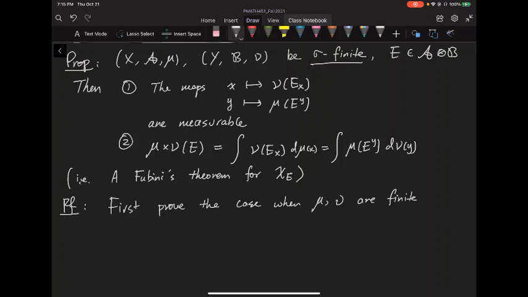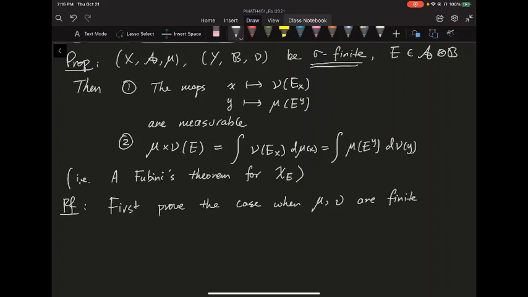Suppose I have two sigma-finite measure spaces. Here, sigma-finite is really important. And if I take any E inside the product sigma algebra, then the following happens. First of all, the map that maps X to the measure of E_X, and Y maps to the measure of E^Y, they are both measurable functions.